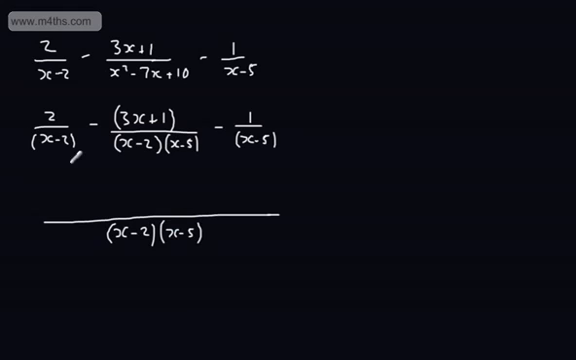So what did I need to multiply this fraction by? The answer is the x minus 5 factor. What did I need to do to this one? The answer is nothing, as it was already over the lowest common multiple. What did I need to do to this one?